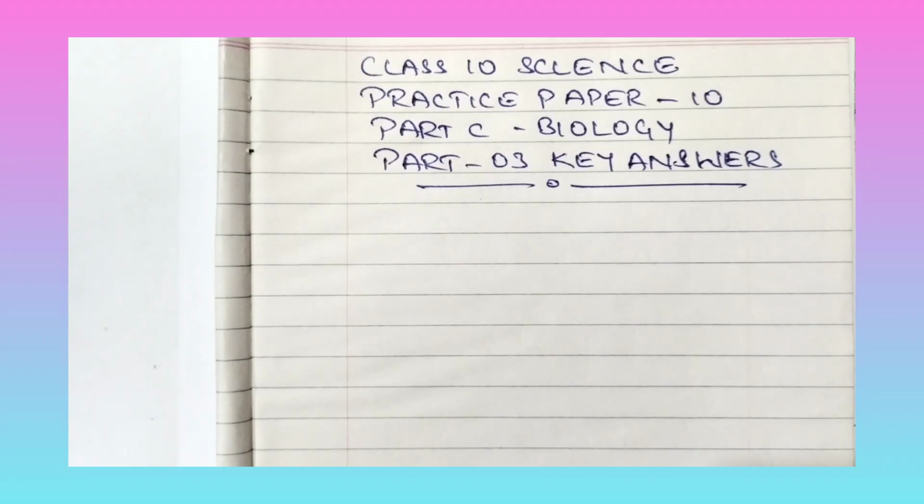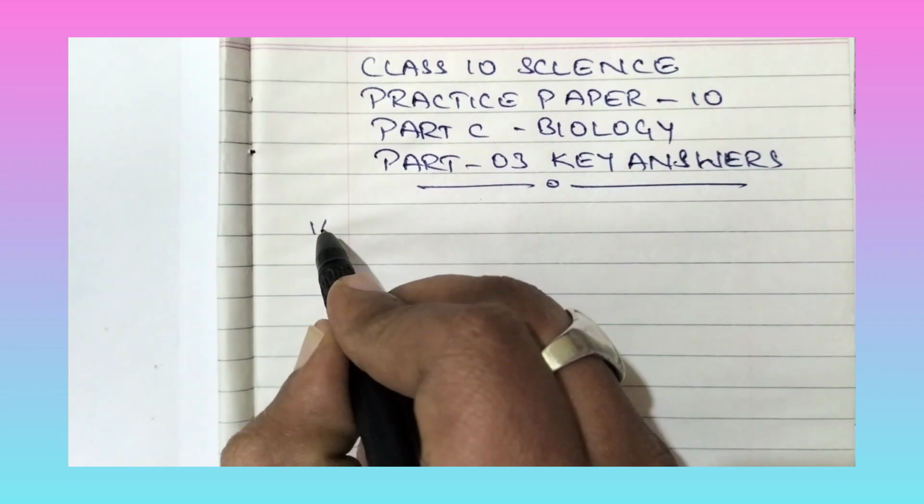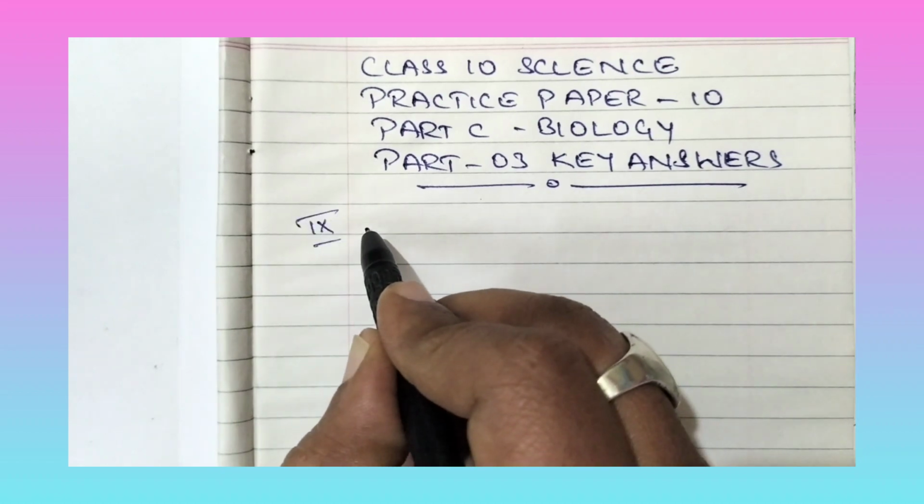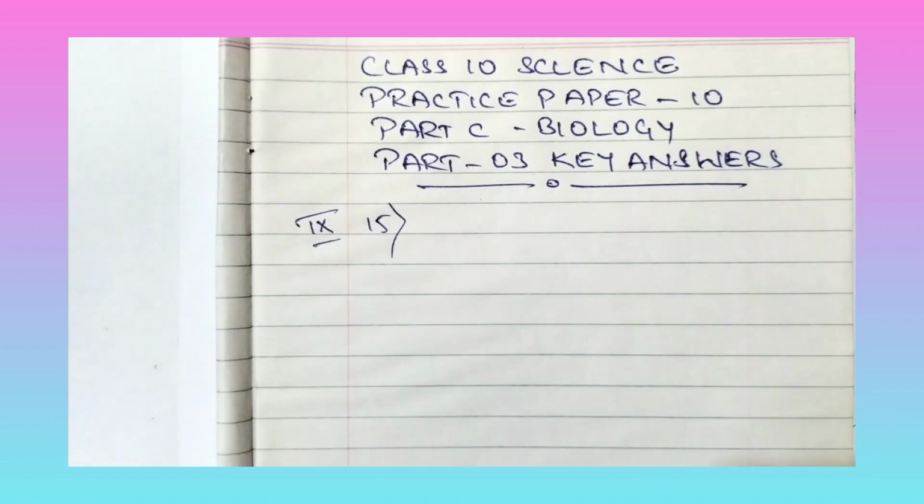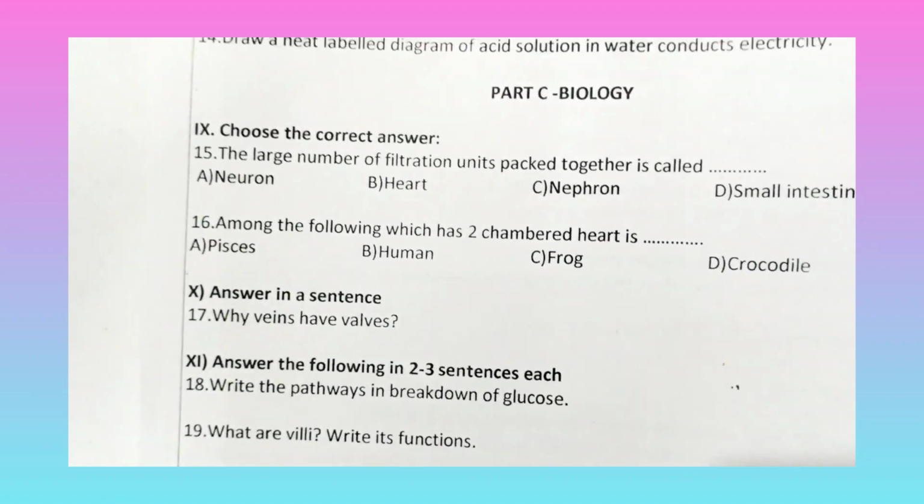So in this video we are going to continue class 10 science. This is practice paper number 10 and this is part C biology. Let us answer the part C biology. This is part 3 key answers. So now the biology part will start from the ninth main, the 15th question. So let us see what is that 15th question.